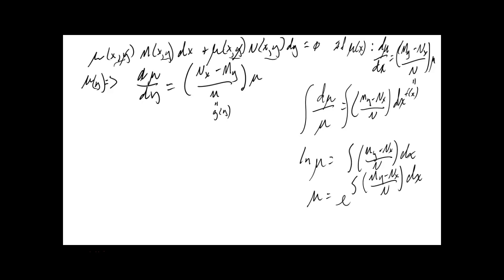Now, if this is not a function of x, do this and see if that's a function of y. Then you do the same thing there. Mu would be e to the integral of that thing dy, if that's a function of y. Now, if neither one of them happen, you can't do it. You just can't do it. But we'll see it. So there's our one. Here would be the other. If mu is a function of y, then that would be e to the integral of n sub x minus m sub y over m dy. Okay? So one of those two needs to work. Now, do you do the integral? No. You just see if it's a function. And if it is, you go with it.